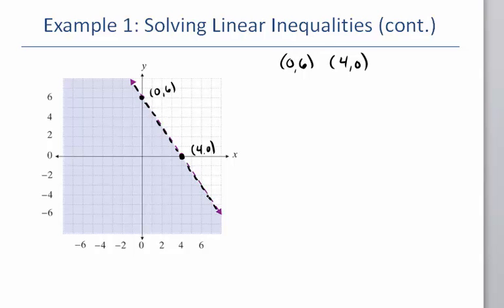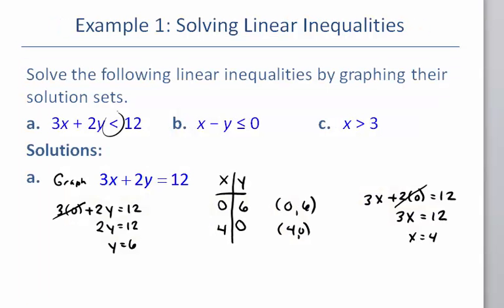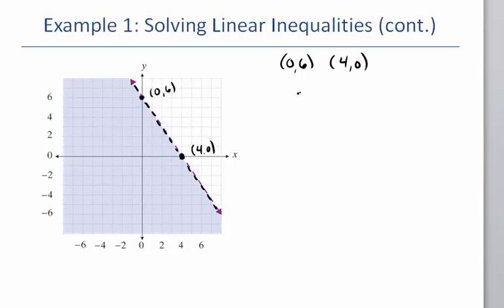Now, the next thing that we have to decide is which side of the line represents the solution set. All right, and remember that our procedure table tells us to pick a test point and substitute that into the equation. All right, so let's do that. Let's go to our equation. 3x plus 2y is less than 12, and I want to pick a test point on one side or the other. So it does not make any difference what you select. I'm going to pick something that's easy.